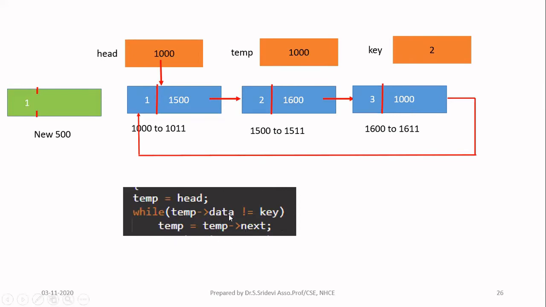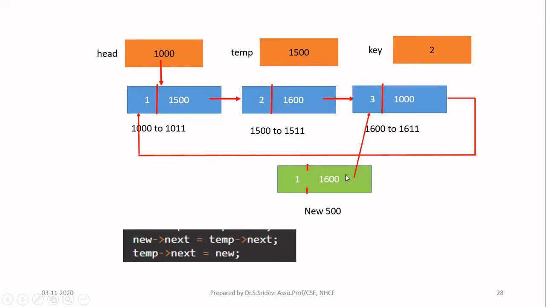When you come outside the loop, your temp will contain the node address in which you have the data as key. That is, according to this diagram, when you come outside the loop, your temp will have 1500, because in 1500 only the data value is equal to key, right? So now, when you come outside the loop, this is your diagram. Temp contains 1500. Now, what you have to do? After this node, that is after this 1500, after this blue color node, you have to insert this green color node. So now let us see the steps.